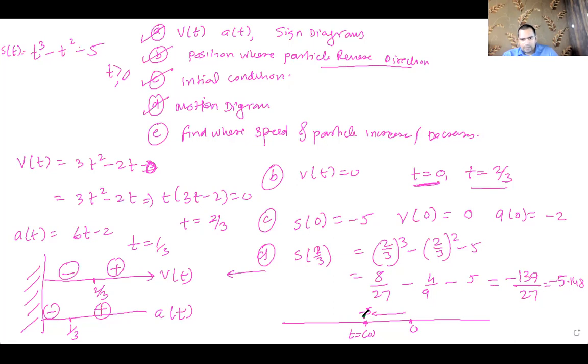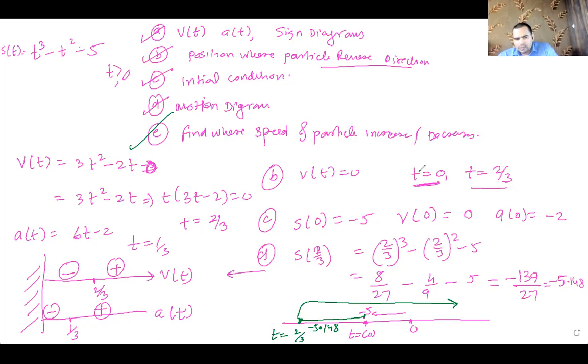Then you can see that after 2/3 second, where it reverses the direction, at t equals 2/3, it has reached -5.148, and from here it reverses the direction. So this is the motion diagram that we were looking for. And now coming back to the final part, where we find where the speed of the particle is increasing or decreasing.